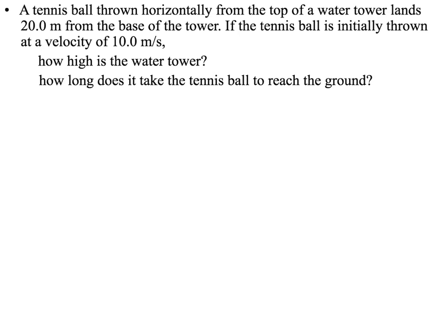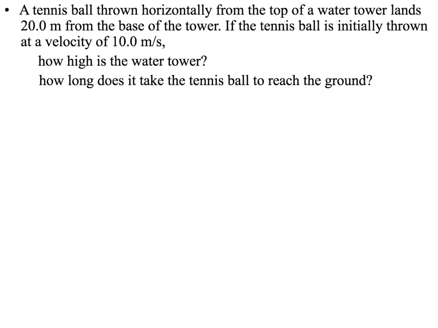Projectile motion practice. A tennis ball thrown horizontally from the top of a water tower lands 20 meters from the base of the tower. If the tennis ball is initially thrown at a velocity of 10 meters per second, A, how high is the water tower, and B, how long does it take the tennis ball to reach the ground?